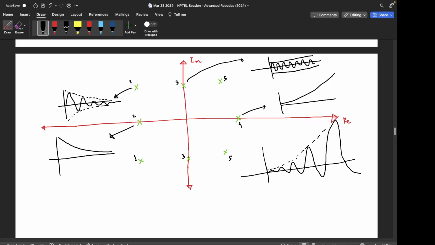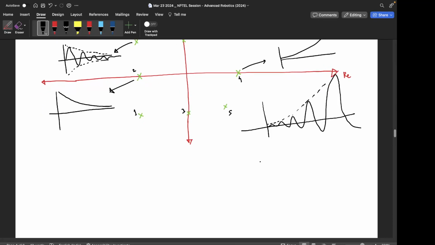Right, so with this information, given any system, you can find out the characteristic equation from the transfer function. From the characteristic equation, you can compute the poles of the system, and by seeing the real part of those poles, you can comment whether the system's response is stable or unstable. So this is one way of commenting on stability of systems.